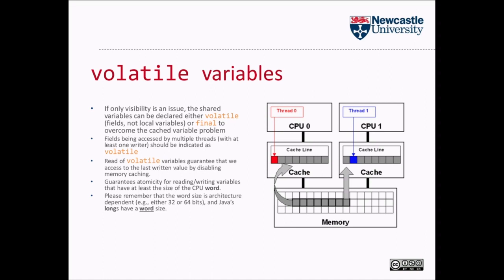So when the program is compiled to Java bytecode, it is going to force the bytecode to access the value from primary memory all the time and not to use the cache at all. And that is what ensures that you're accessing the last written value.